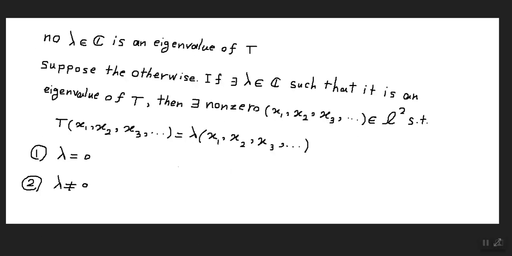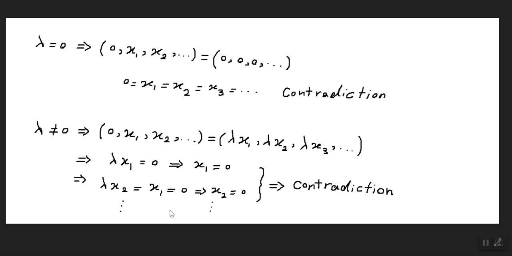So you can see no scalar lambda can be an eigenvalue of T. What does it mean? It means T has no eigenvalue. So the spectrum of T, whatever it is, does not contain any eigenvalue.